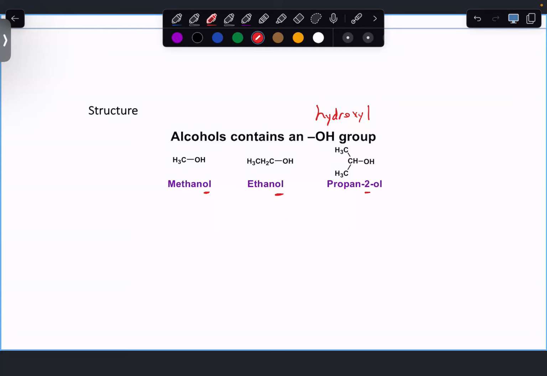All right. Notice when you start getting into more than two carbons in the chain, you do have to specify on which carbon the hydroxyl resides. N-propanol would be on the one carbon. So N-propanol is just another name for propan-1-ol.